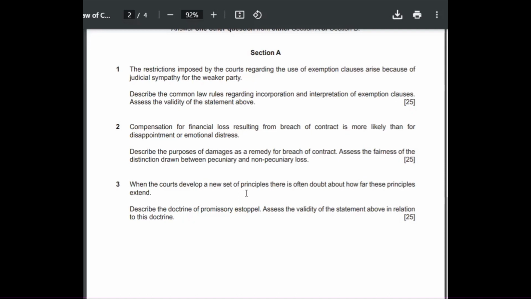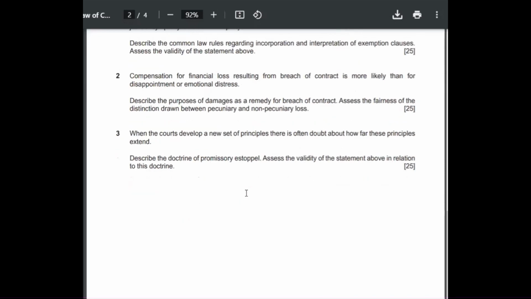So first of all, let's discuss question number 2. When you're writing about question number 2, you have to give a small trailer of the answer you're going to write. And that is going to be your introduction. And you're not going to just start writing like compensation for loss resulting in breach, like that. You're not going to start as it is.